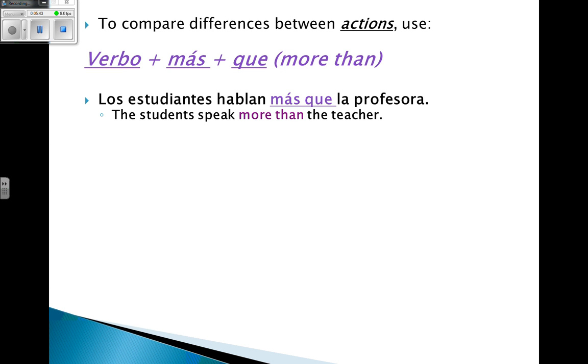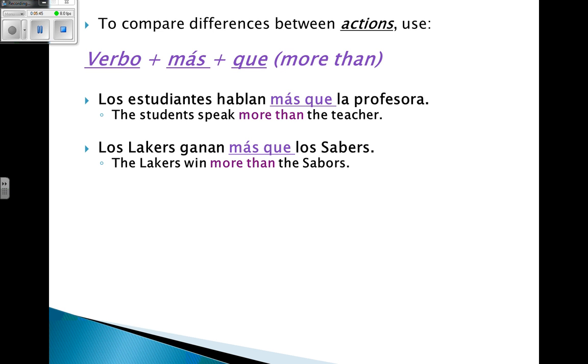So they speak more than the teacher. The Lakers win more than the Sabres. And I may have spelled that wrong. Lo siento. Okay?